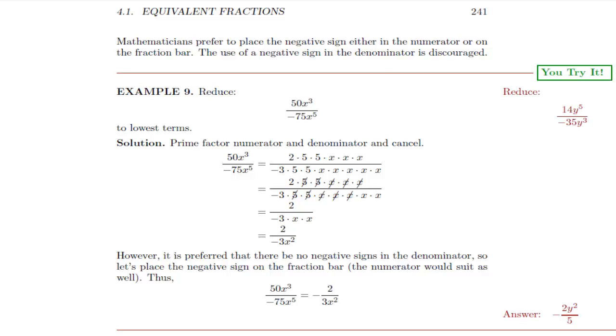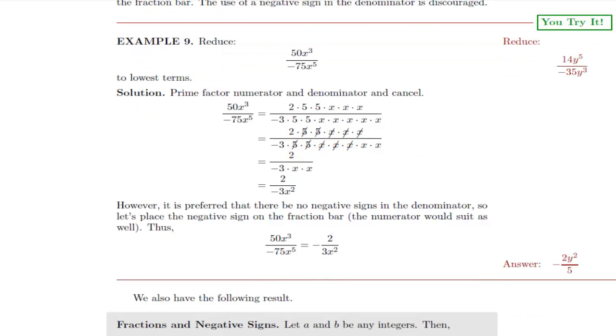Simplifying, we get 2 over negative 3x squared. However, it is preferred that there be no negative signs in the denominator, so let's place the negative sign on the fraction bar. The numerator would suit as well. Thus, 50x cubed over negative 75x to the fifth equals negative 2 over 3x squared.